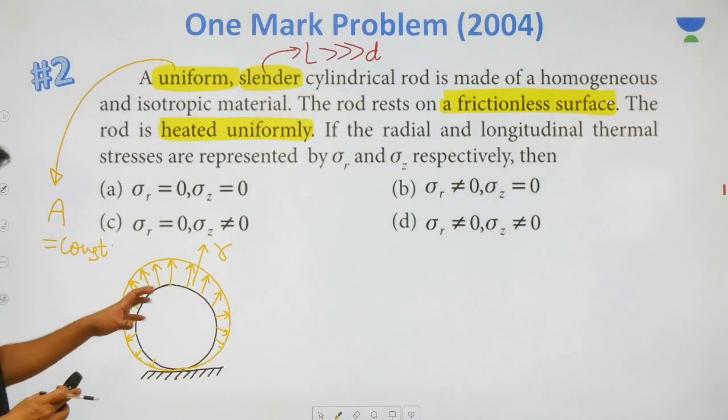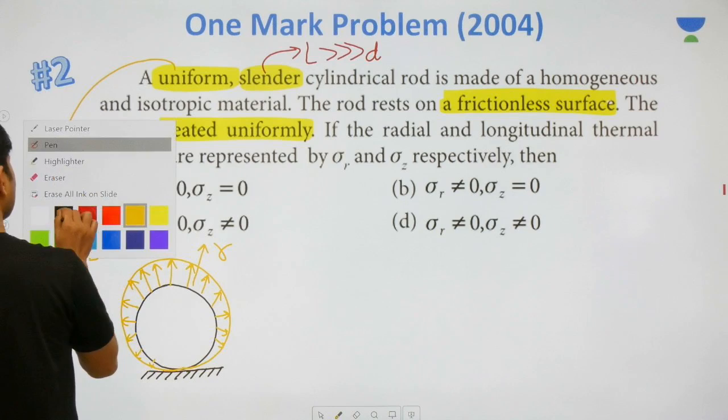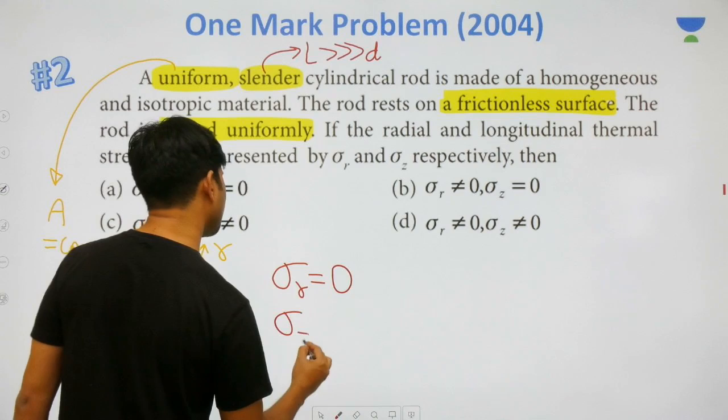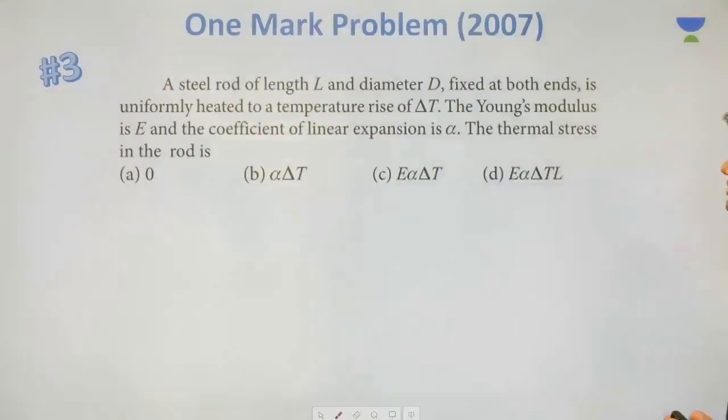It can expand in radial direction also. It can expand in axial direction also. So we can immediately conclude that radial direction and axial direction stress will be zero. First option is the correct one. Now let us go ahead and try solving the next problem.